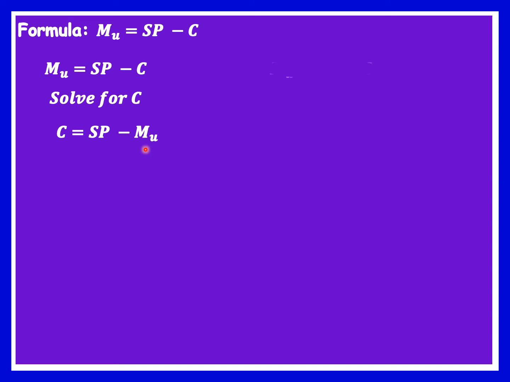Next, let us solve for the value of SP. So solving for SP, kailangan maiwan lang yung SP on one side. So pwedeng ilipat na lang natin si negative C dito sa right side. That will become M sub U plus C. So that is SP equals M sub U plus C. So this is the formula to solve for the value of the selling price given the markup and the cost.